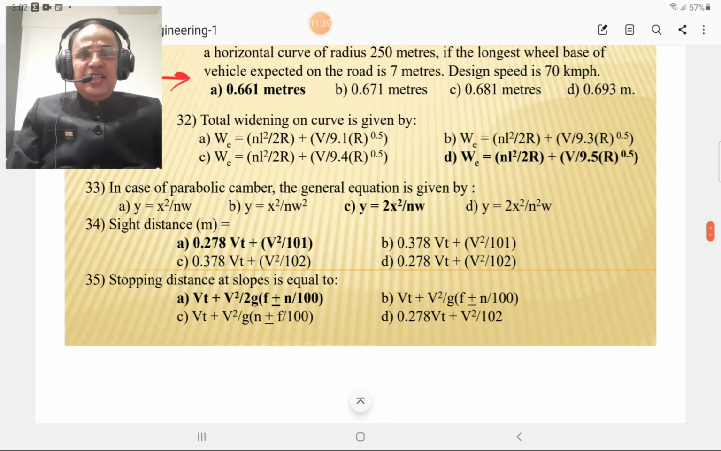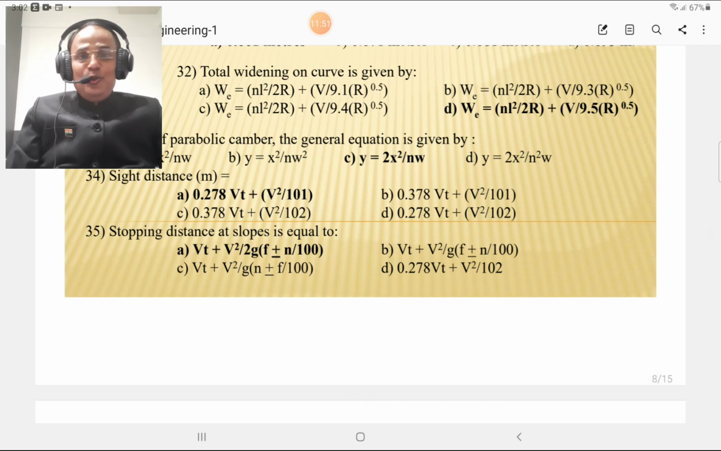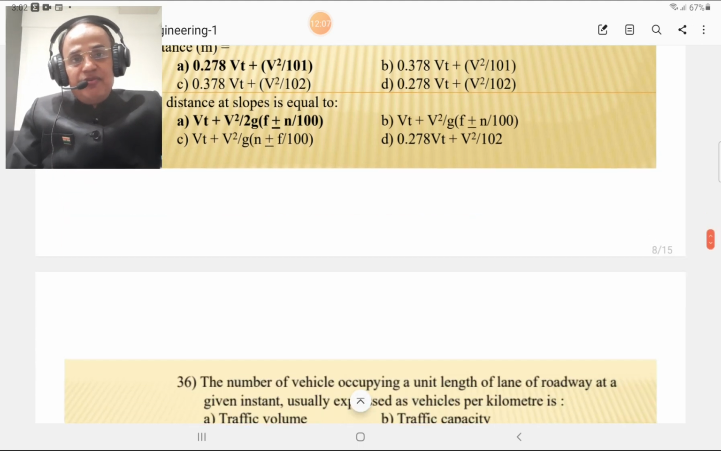Then in case of parabolic camber, the general equation is given by y is equal to 2x square divided by nw. So you must remember all these equations. Sight distance is given by 0.278 vt plus v square divided by 101, that is sight distance. And stopping sight distance at slopes is equal to vt plus v square upon 2g into bracket f plus or minus n divided by 100. That is the formula for the stopping sight distance.